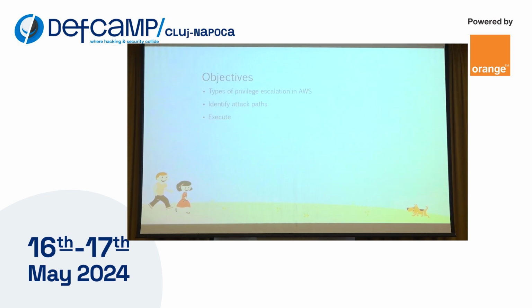With this talk, I hope to show you what types of privilege escalations are in AWS to help you identify attack paths and help you in executing them. It's not necessarily an introductory talk in AWS, but we'll try to cover the basics as well.